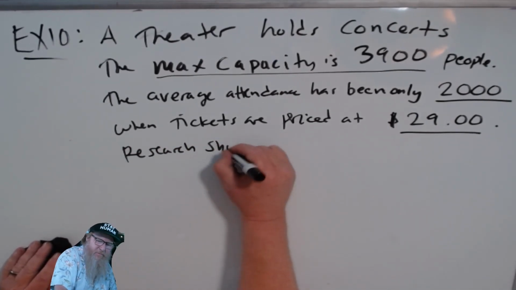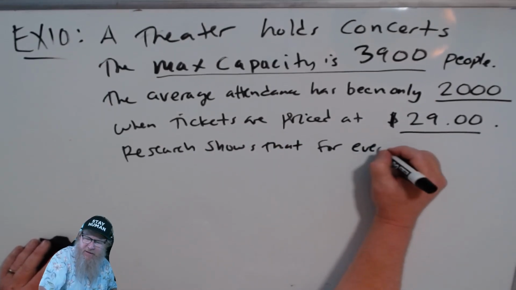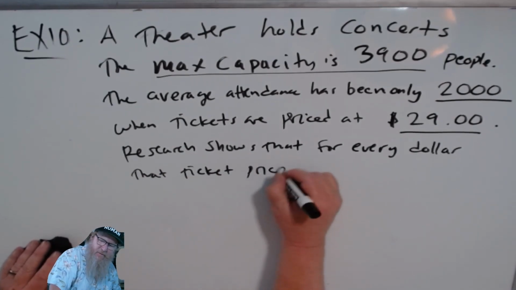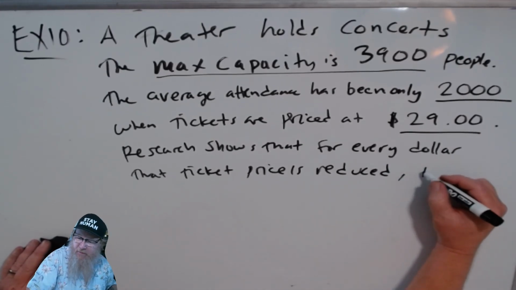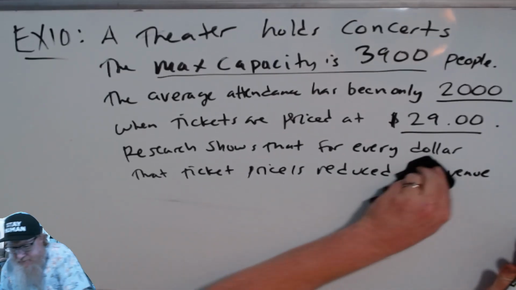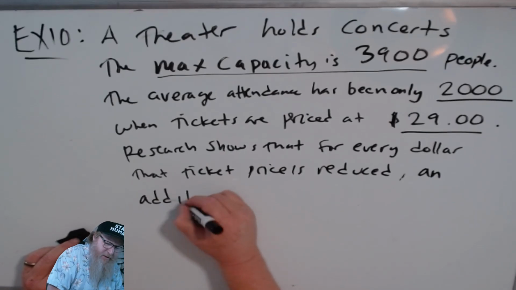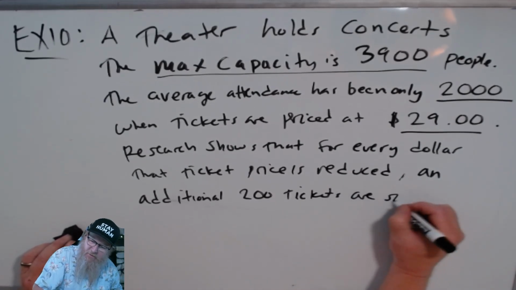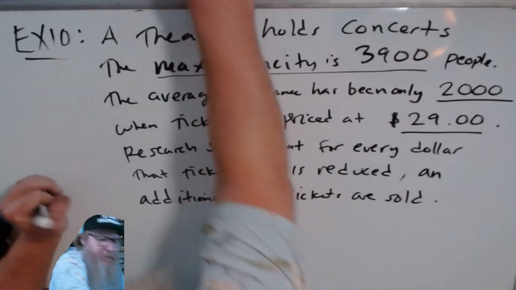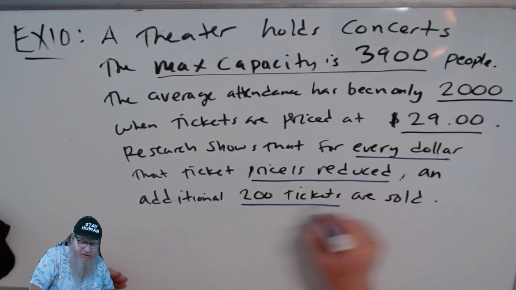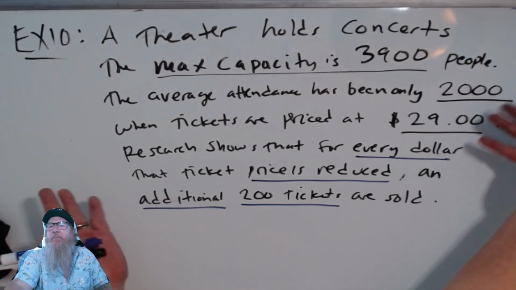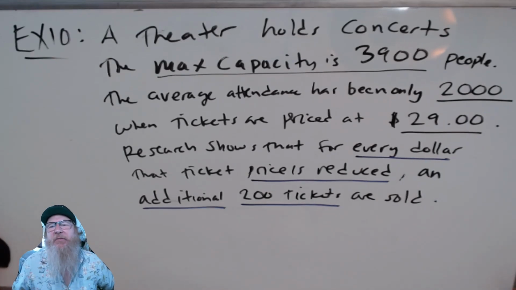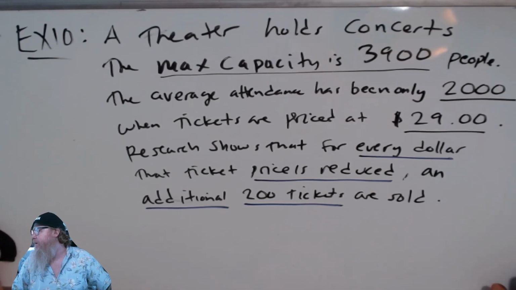Research shows that for every dollar that the price is reduced, this whole problem is going to take up the whole board. Ticket sales, we'll get to revenue in a minute, an additional 200 people are sold. So for every dollar that they reduce the price, an additional 200 tickets are sold. Just some basic math here: if you lowered it to $28, then you would sell 2,200 tickets, right? Because people are cheap. They find out it's $1 off night, so 200 additional people go to the show.